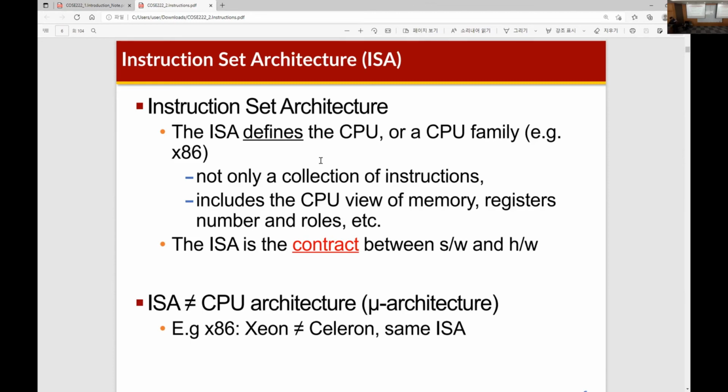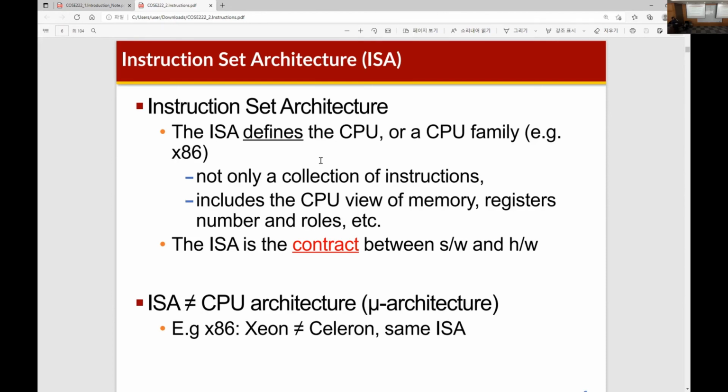And this is important. Instruction set architecture is the contract, a promise or protocol between software and hardware. The hardware is designed based on the contract by the instruction set architecture. Also, software generates the binary code based on this instruction set architecture. Okay, so that is the interface between software and hardware.